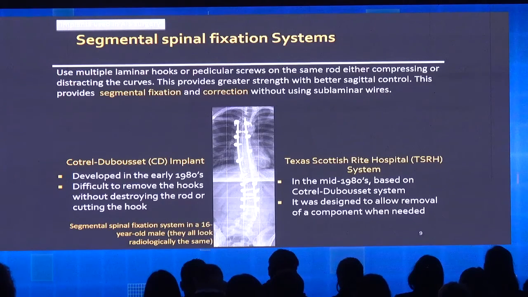We cannot make the distinction between those two. The change is just that for Texas Scottish Rite Hospital, it's easier if there is a problem to dismantle the system, when for Cotrel-Dubousset they need mostly to break the rod and get it out.